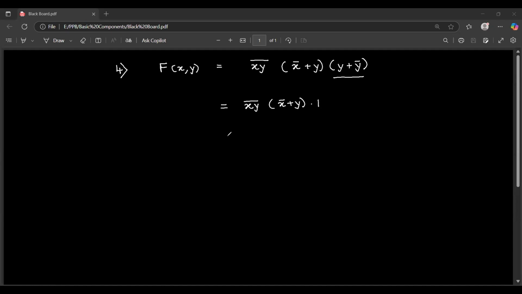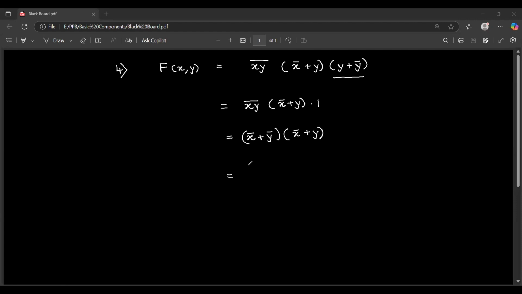Now let's look at the fourth question. I can expand all these things, but before I do that, I'm just looking at this pattern. Y plus y bar is equal to 1 according to the inverse law. So we'll just use it first. So (xy) whole thing bar into (x bar plus y) into 1. I'll just break this one first of all. So this will give me (x bar plus y bar) into (x bar plus y).